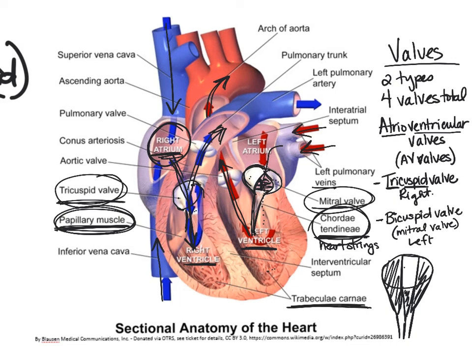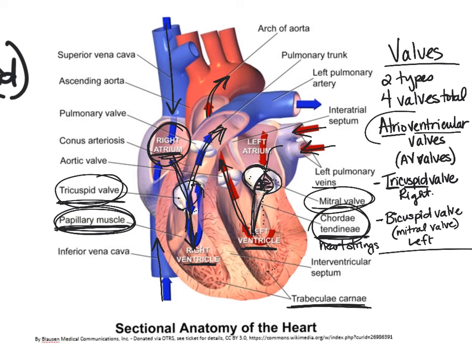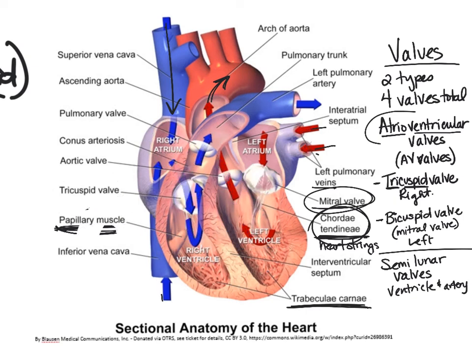The second set of valves that we have. Let me go ahead and erase my little cusp drawing here. So the second set of valves, so the first were the atrioventricular valves that we just talked about. The second are the semilunar valves. So the semilunar valves, we have two of them, and they are between the ventricle and the artery. So let me kind of erase some of this stuff here. Between the ventricle and the artery now.